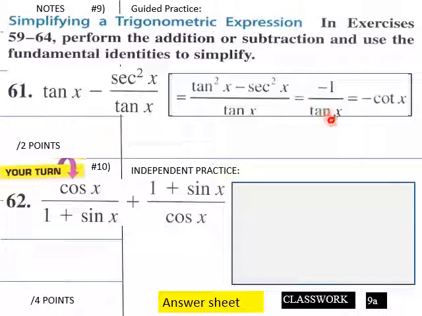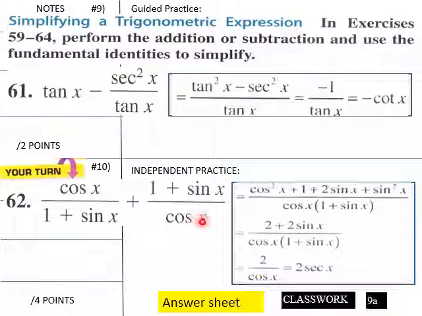Negative 1 over tan x, which will equal the negative cotangent x. So this is an equal expression to negative 1 here. And then down here, I do this for you. Pay attention here. Cosine squared x plus 1 plus 2 sine x plus sine squared x.